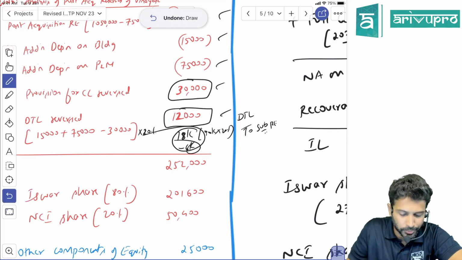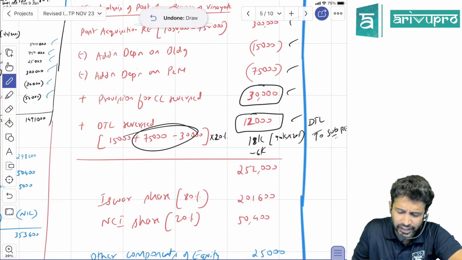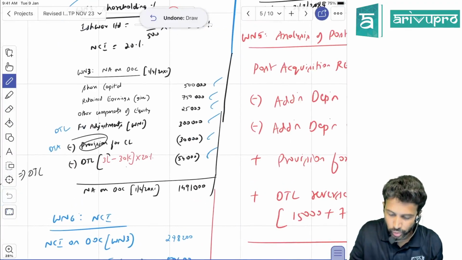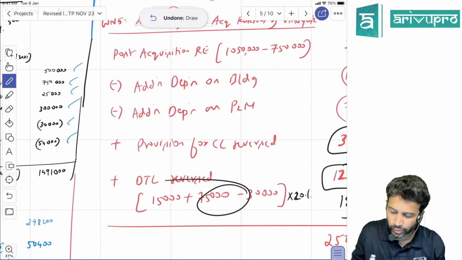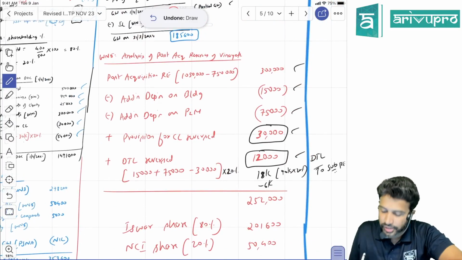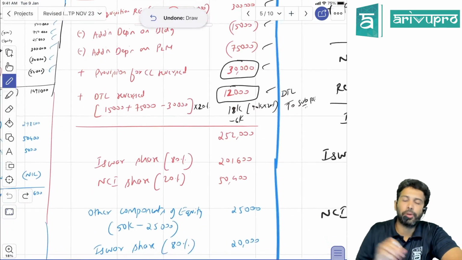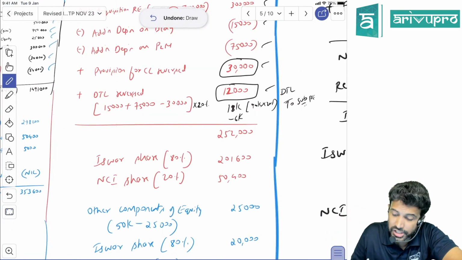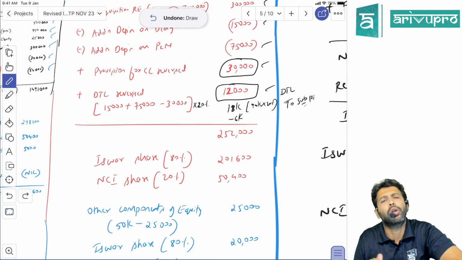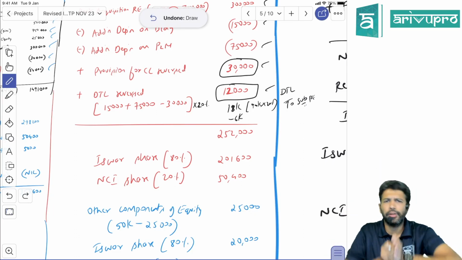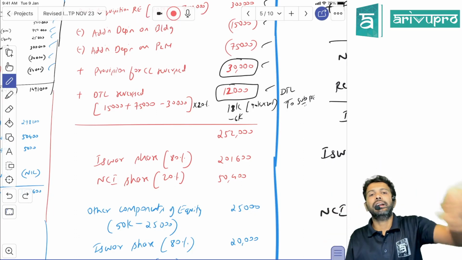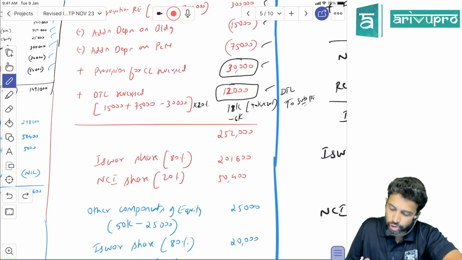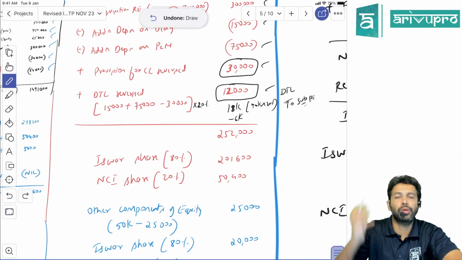You can show this separately if you're not comfortable. I personally feel netting off and showing is much better, because that's the way we showed it here also. In the same fashion we can do it here also. After doing all this adjustment, you will get the subsidiary's post acquisition profit after all the consolidation adjustment, which is 2,52,000. The subsidiary's post acquisition profit you will split among the parent and the NCI in what ratio? 80-20 ratio. So 252 you split in 80-20 ratio, you will get that particular amount.